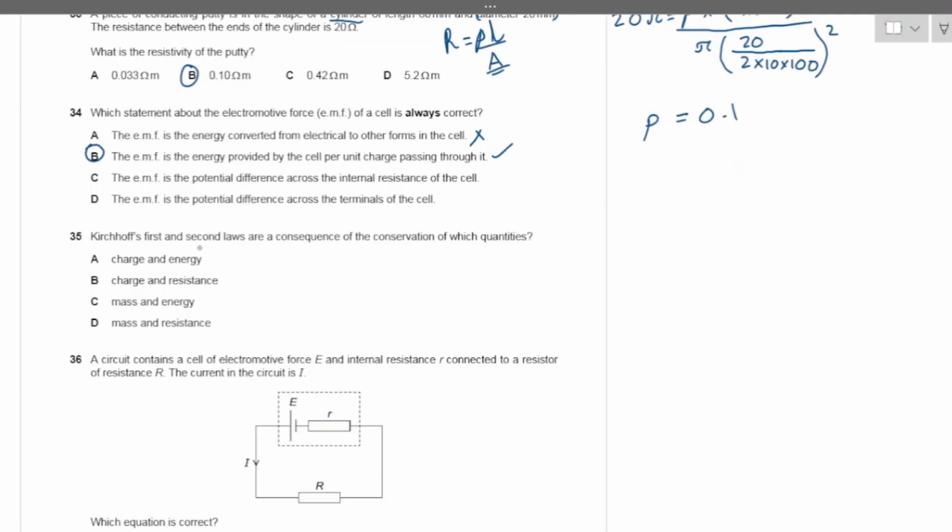Question 35. Kirchhoff's first and second laws are a consequence of the conservation of which two quantities? The first law is concerned with current, and the second law is concerned with the voltage, right? So now let us see. Current does not obviously correspond to mass, so options C and D will be wrong. Then you have options A and B.